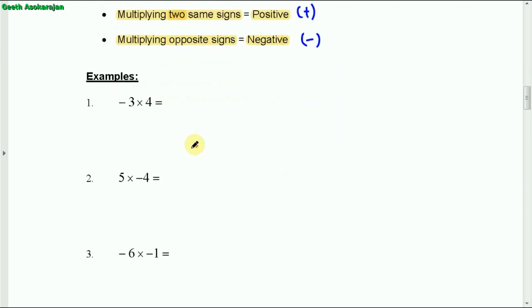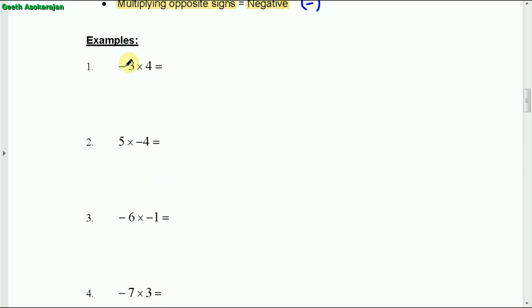Let's try some examples. Number 1, minus 3 times plus 4. Minus times plus is a minus, so I'm multiplying two opposite signs, so it's a minus. 3 times 4 is 12. Answer, minus 12. Let's try number 2. I'm multiplying two terms of opposite signs. I have a plus 5 and a minus 4. Plus times minus is a minus. 5 times 4 is 20.